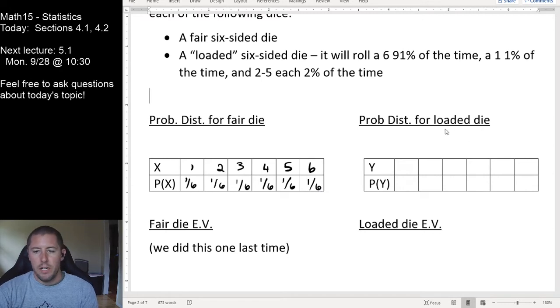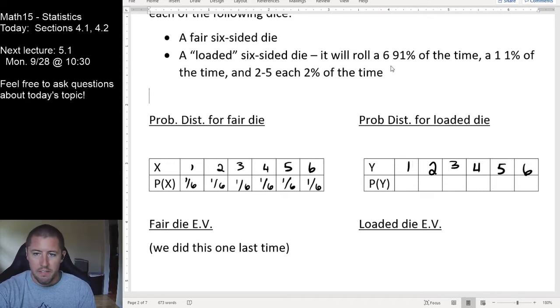Notice over here for the loaded die, I'm just trying to use a different variable. I'm just calling this y because I don't want there to be confusion with x. If I'm comparing two things, don't name them the same variable name, right? These are just arbitrary names here. I'm just trying to make a distinction between the two. So it's still the case that y is going to take on 1, 2, 3, 4, 5, and 6, but it's going to occur with a different distribution, a different number of times over a total number of rolls.